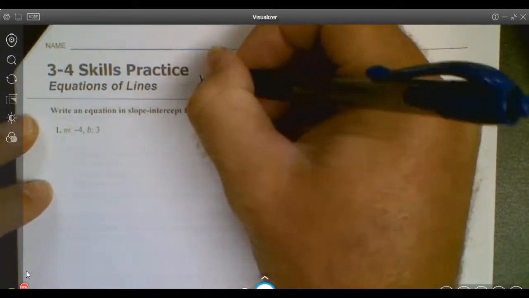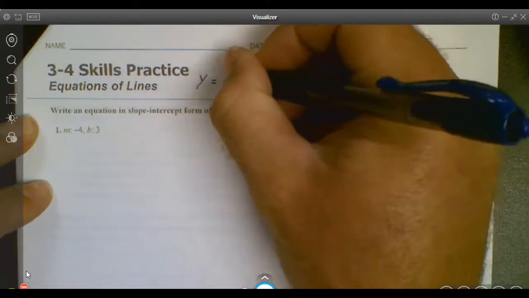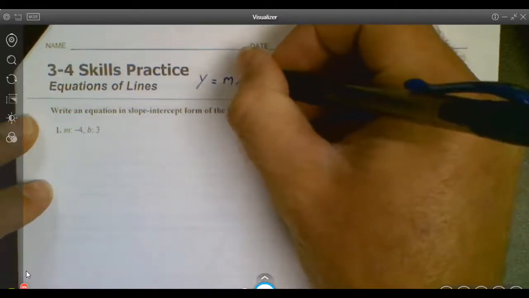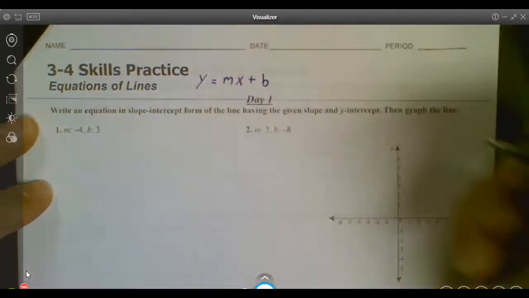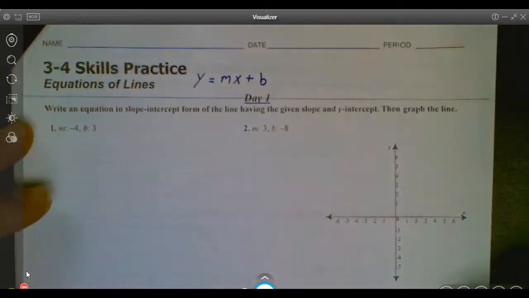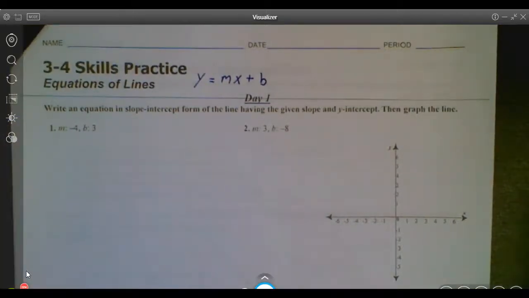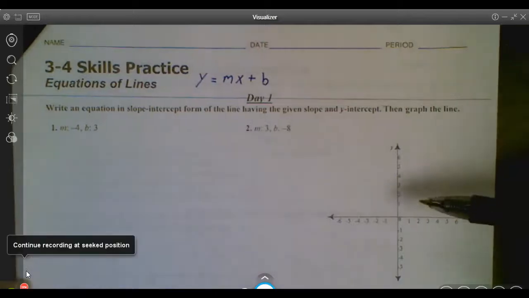This is what slope-intercept form looks like. This should look familiar to you. We call it y equals mx plus b, where m represents the slope, and that's what we've just been working on in our last section, and b represents the y-intercept. So the y-intercept is simply where the line crosses the y-axis.